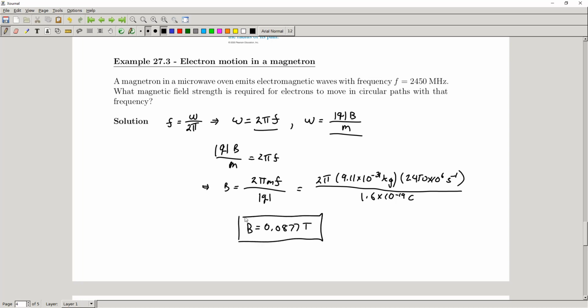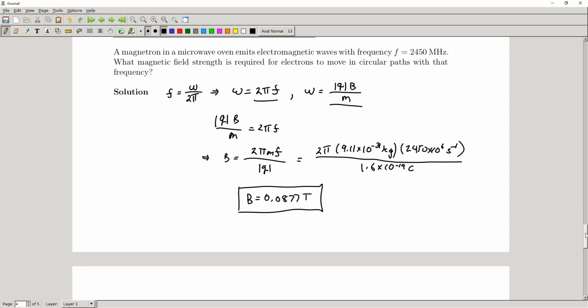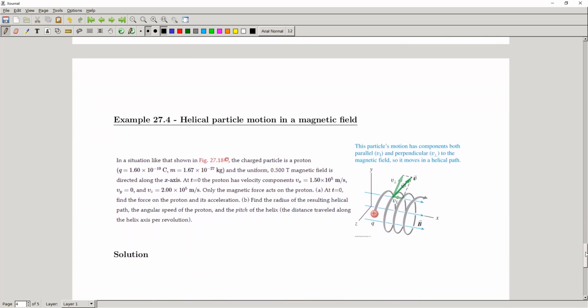Okay, so that's the magnitude of the magnetic field that we would need to get this frequency of rotation. Okay, so that's that one. The next one's a little more involved. We have a little more going on here.